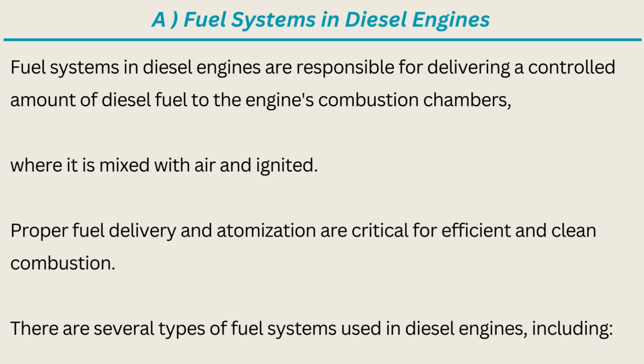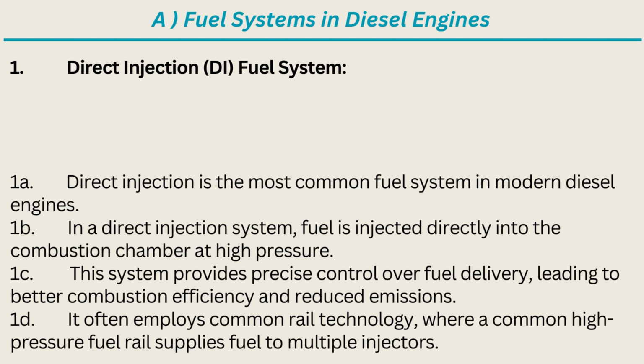There are several types of fuel systems used in diesel engines, including 1. Direct injection (DI) fuel system. 1A. Direct injection is the most common fuel system in modern diesel engines. 1B. In a direct injection system, fuel is injected directly into the combustion chamber at high pressure. 1C. This system provides precise control over fuel delivery, leading to better combustion efficiency and reduced emissions.